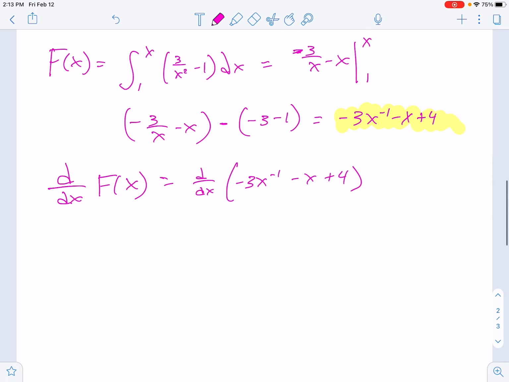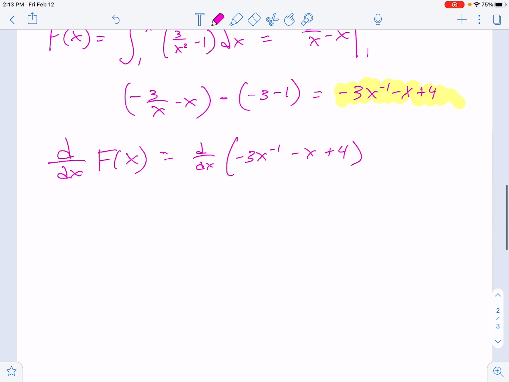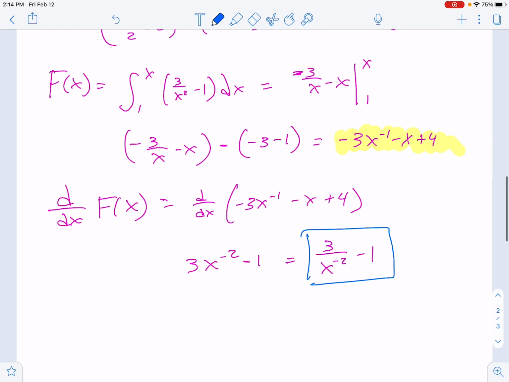So now you've got to remember how to do derivatives. You bring your exponent to the front, so it comes down as 3, and you subtract 1. The derivative of x is negative 1. The derivative of a constant is 0. So that gives me 3 over x squared minus 1. My question to you is, how does this compare to this? They're exactly the same.